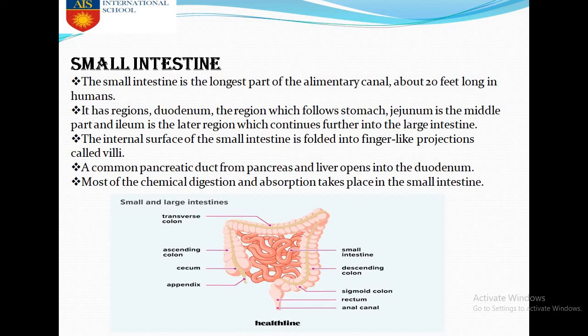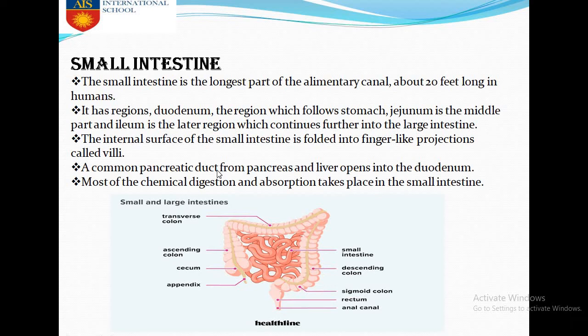Now you see, this is the small intestine. It is so highly coiled, as we can understand that it is 20 feet long. It is highly coiled, and the internal surface of this intestine is folded into finger-like projections called villi. We'll study about it.